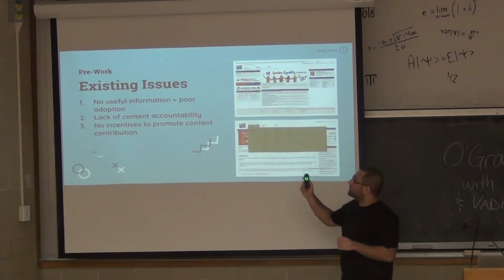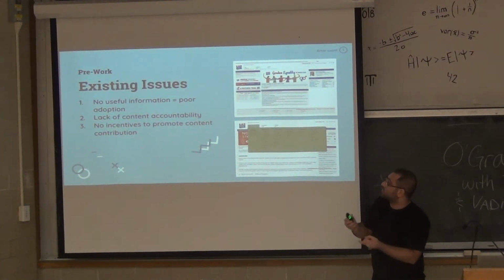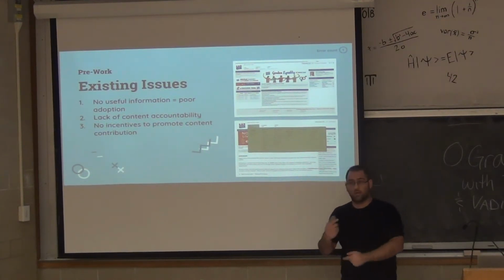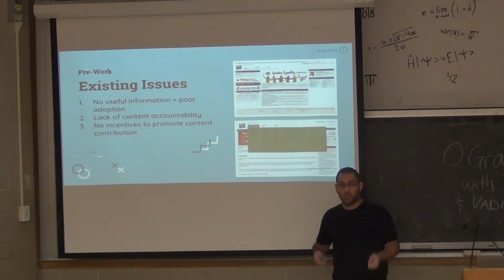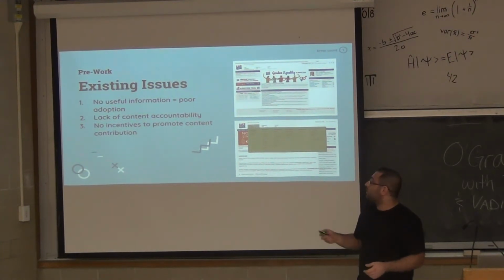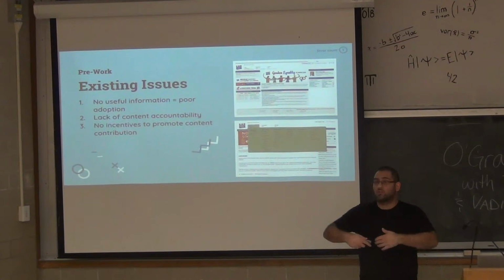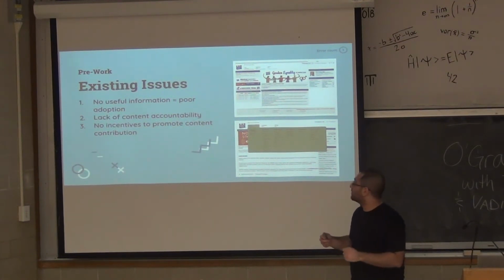And lastly, these were the existing issues that we were able to deduce from our pre-work, which was useful information. One, poor content leads to poor adoption, and it has this vicious cycle over and over again. The worse the adoption, the less people are inclined to actually put out that information. 2, the lack of content accountability. No one had their name attached to anything. I couldn't find site owners. I couldn't do anything. So it's just out there. It's not my problem. Somebody else can deal with it.